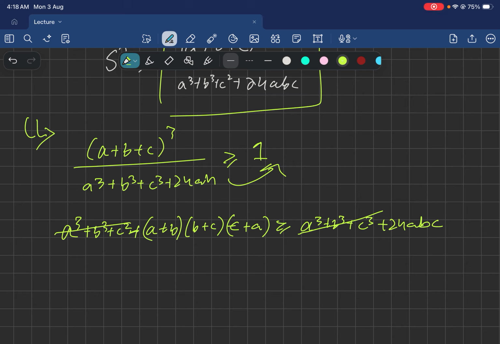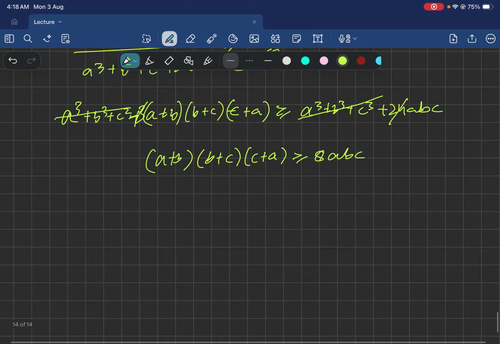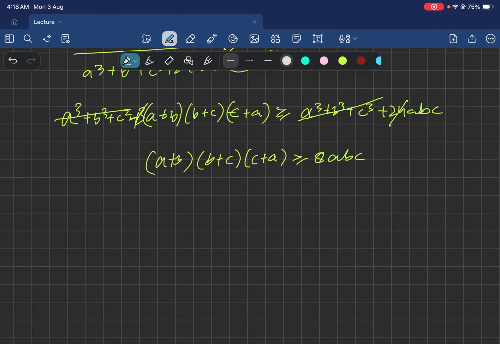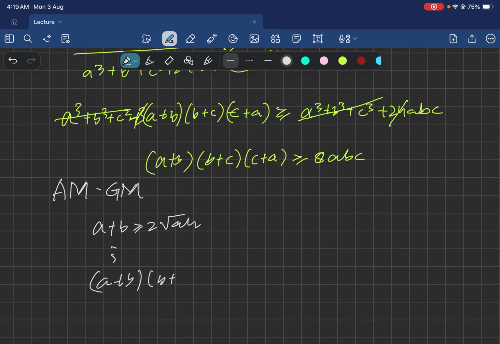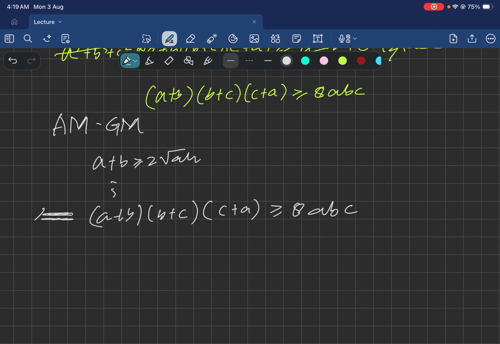This a cube plus b cube plus c cube will cancel out this a cube plus b cube plus c cube, and we have got 3 here as well. This 3 will cancel out with this 24, leaving you with 8abc. So a plus b, b plus c, and c plus a will be greater than 8abc, right? So now again we recognize the pattern and we apply AM-GM, we'll prove by AM-GM that a plus b is at least 2 under root ab and so on. We'll prove that a plus b, b plus c and c plus a is definitely going to be greater than 8abc, right?